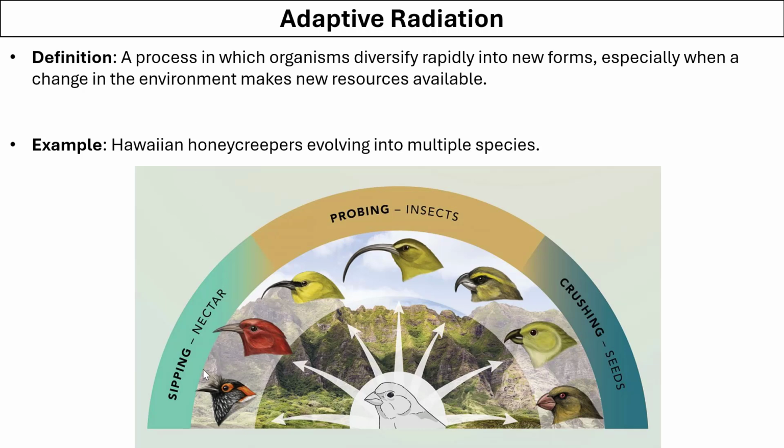For example, if they had nectar available and they had to sip their food, they would have this kind of beak. But if they were feeding on insects, then they would have a probing kind of beak. And if they were feeding on seeds, they would have a crushing kind of beak. So that was another example of how different kinds of beaks were formed, leading to the formation of different species of birds.